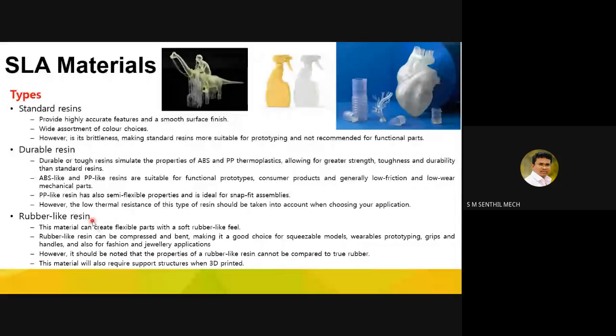However, it should be noted that the properties of rubber-like resin cannot be compared to rubber. The property they are talking about here is the expanding nature. Rubbers can be stretched to a large length, whereas these rubber-like resins have very limited stretching ability. So these are the rubber-like resins, and these are the various types of SLA materials most commonly used.